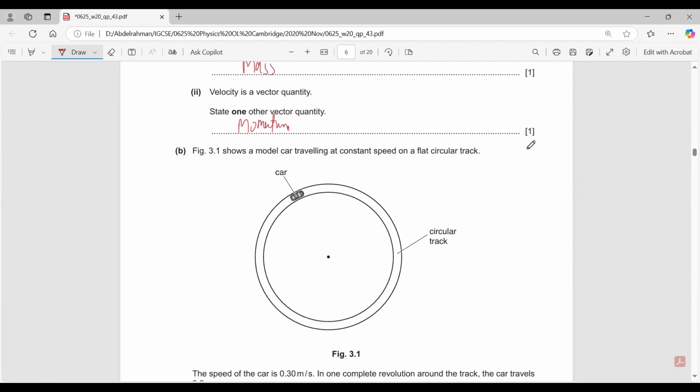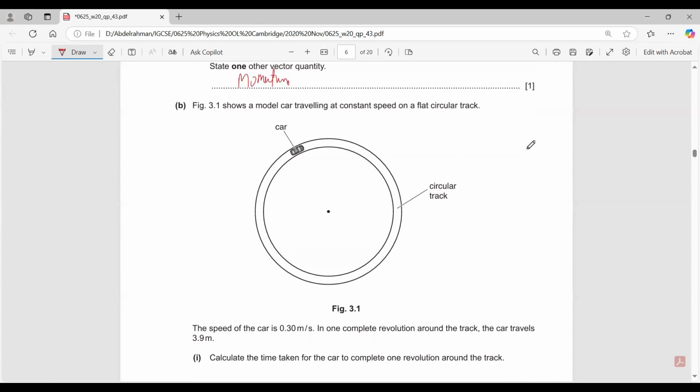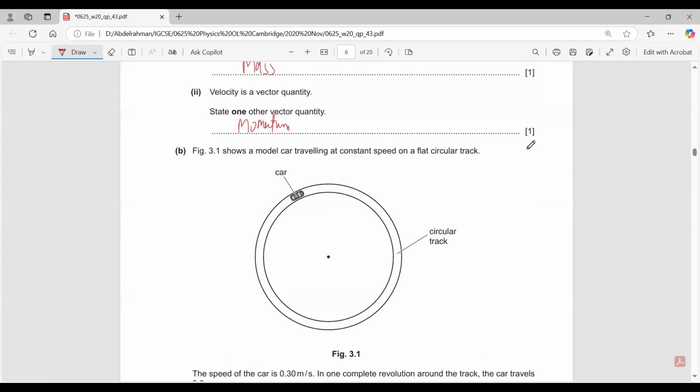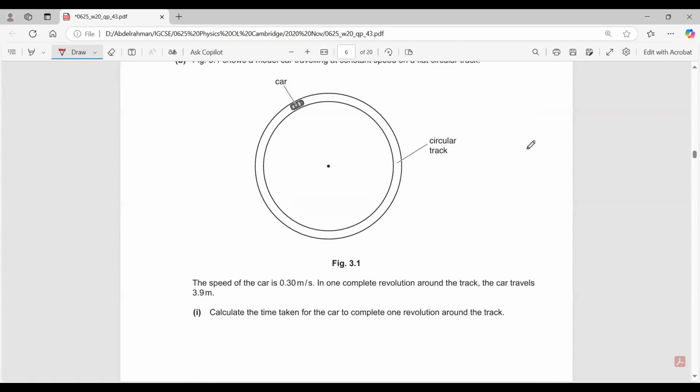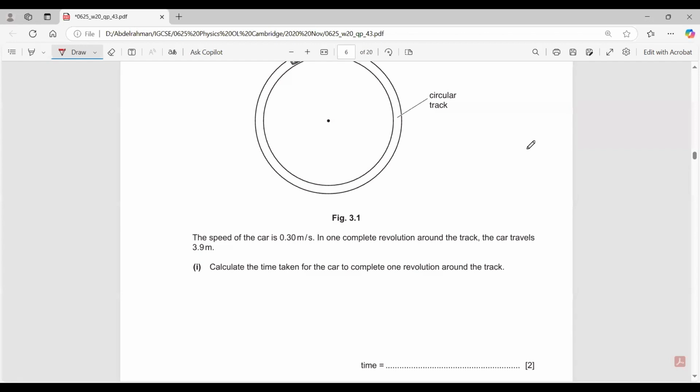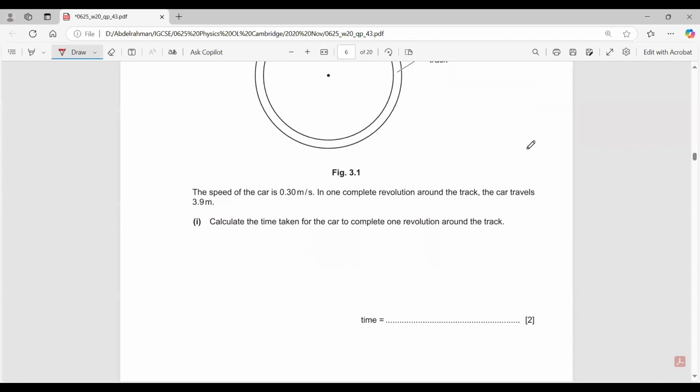Force. Yes. Figure 3.1 shows a model car traveling at a constant speed in a flat circular track. The speed is 0.3. The car travels 3.9 meters. Calculate the time taken for the car to complete one revolution. You have the distance and the speed. So time equals distance over speed.